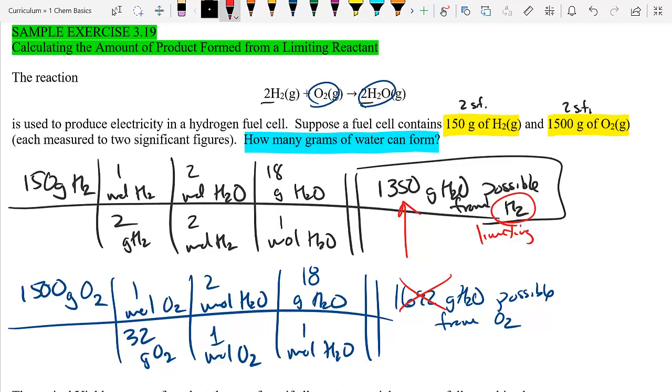And we know that 1,350 grams of H2O is possible, but going back to our sig figs, we're going to then round that to 2 sig figs. That's going to be 1,400 grams of water when rounded.